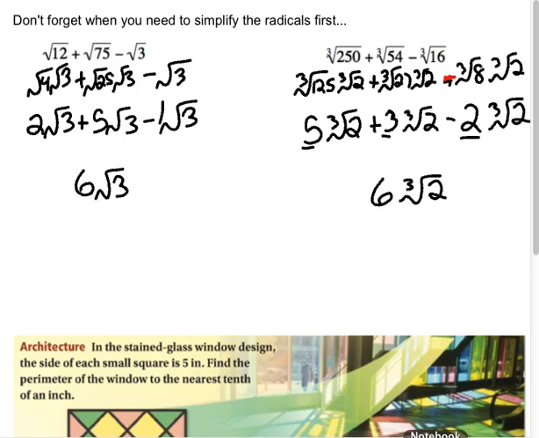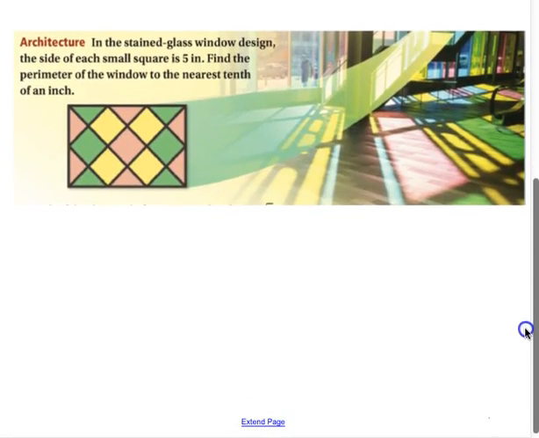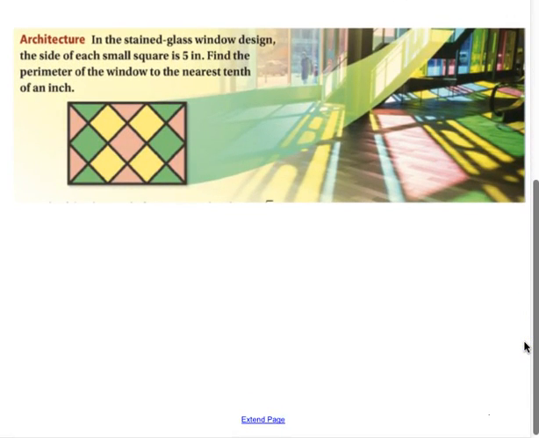All right, so before we move on to the next concept, let's take a moment here and talk about an architecture word problem, okay? I do enjoy throwing in some word problems for you so you can see where this kind of stuff can be applied. So in the stained glass window design, the side of each small square is 5 inches. Find the perimeter of the window to the nearest tenth of an inch.